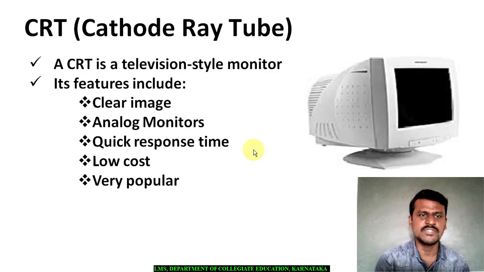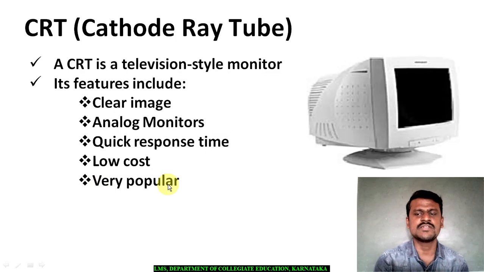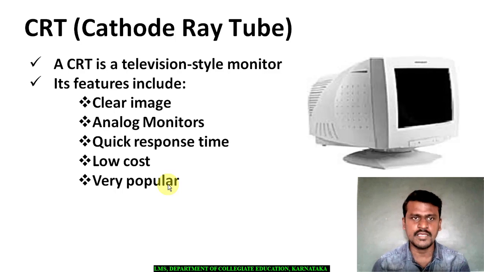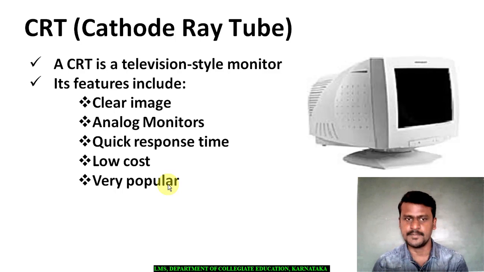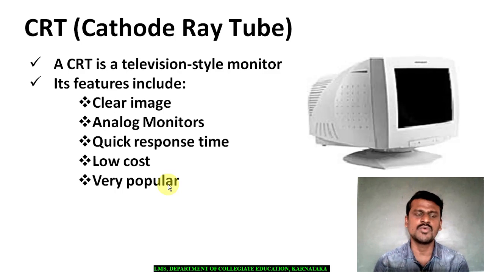And low cost means, as this is an analog monitor that uses the cathode ray tube, the cost of the monitor will be very low. Next is very popular. Very popular means these were the monitors that were very popular when the computer was invented, but nowadays we are not using much of these types of monitors. We have moved to flat monitors. These are called domed monitors, but we are using flat monitors.